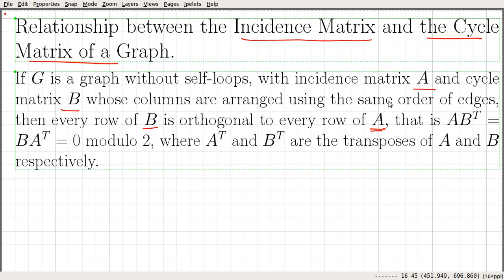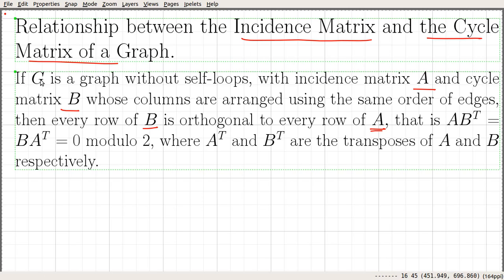You can consider rows of B as vectors, and similarly rows of A can also be considered as vectors. So if we take the inner product of the first row of A and the first column of B transpose, which is equal to the first row of B, and we get 0, then that says those two rows are orthogonal to each other. And that's what this statement says.